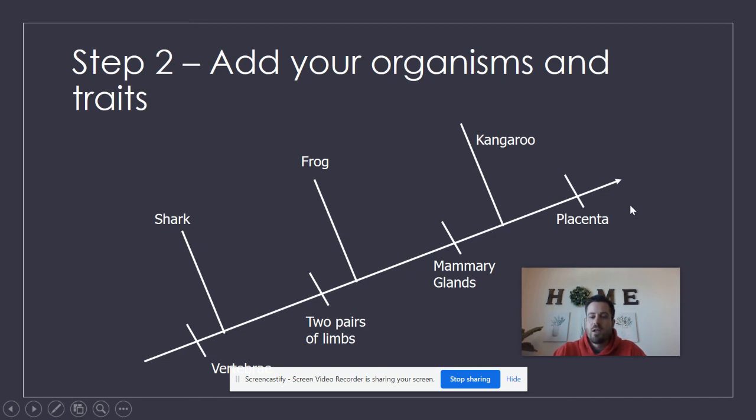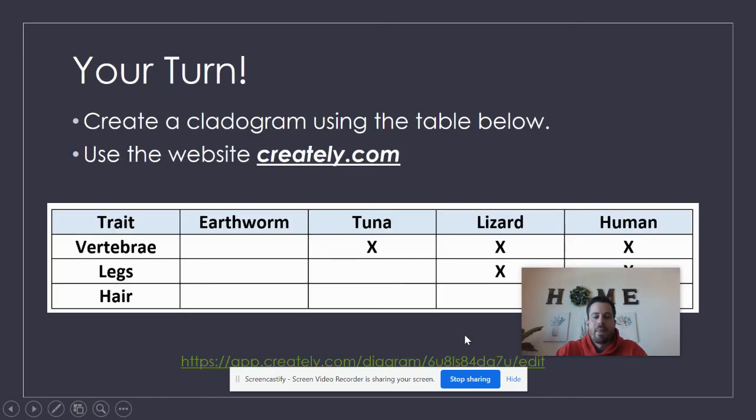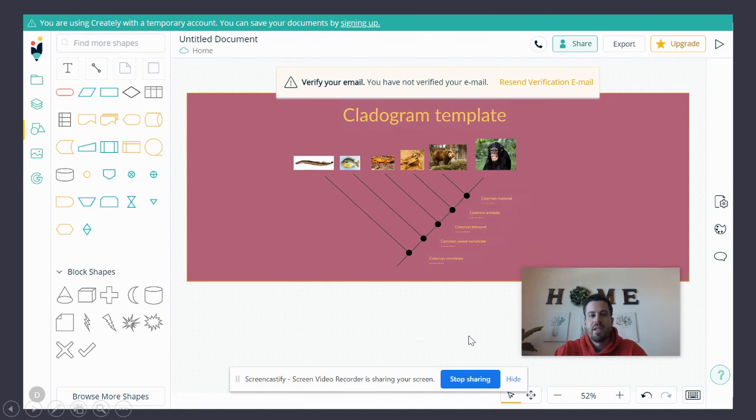All right, so notice how this is an arrow. That's because it's showing evolutionary time. It's showing a progression of time and the evolution of traits. Okay. Really fun website is this creately.com site. We're going to actually use this in class to make a cladogram online.